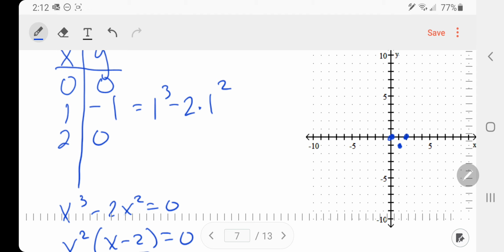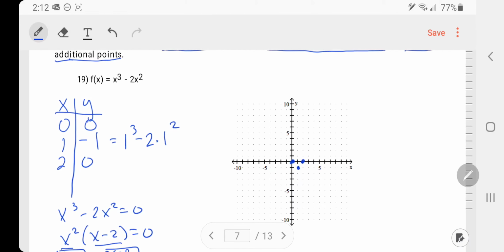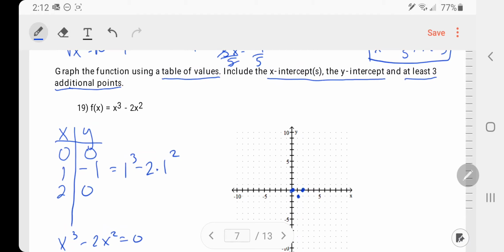Okay. So let's keep track of what's going on here. Make sure we do what they ask for. We are doing a table of values. We do have the x and y intercepts. We need 3 additional points. The 1, negative 1, that is 1 additional point. I need 2 more points, okay?